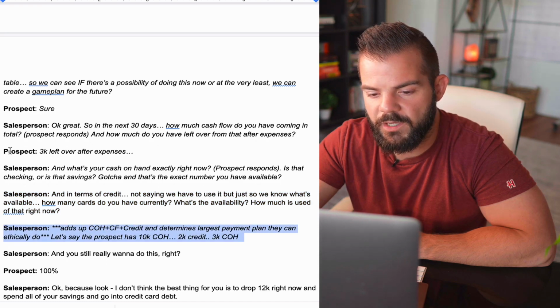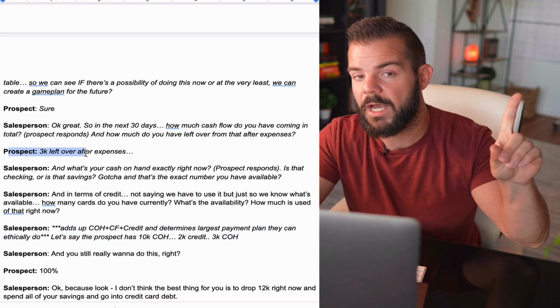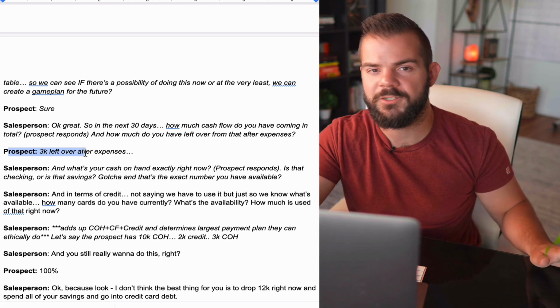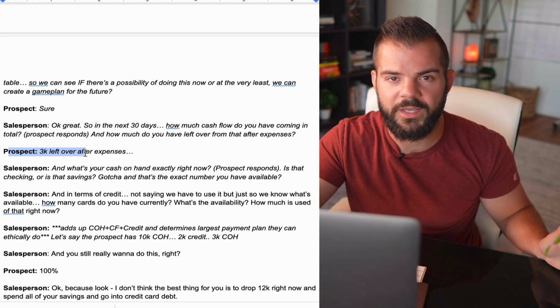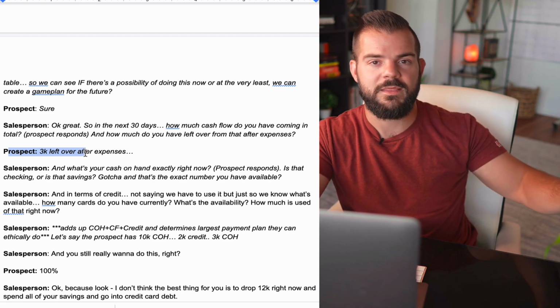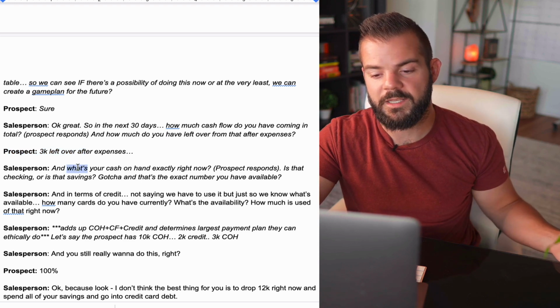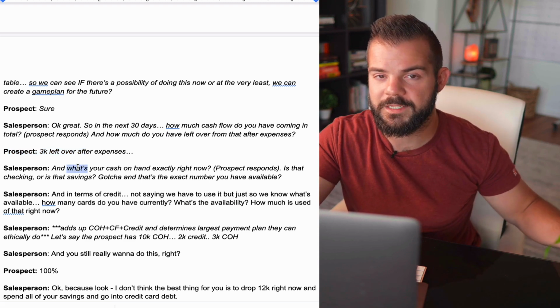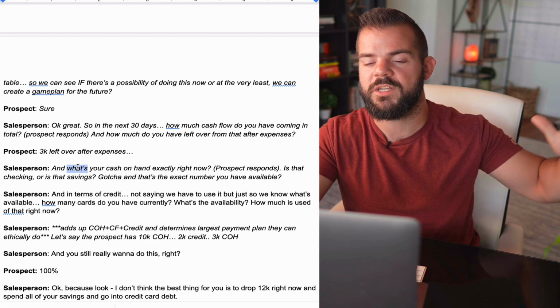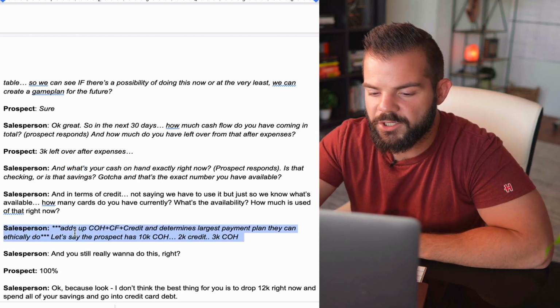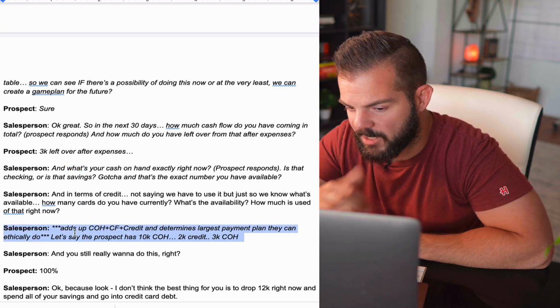One other thing too, if you notice here, I always go for cash flow before cash on hand because cash flow is not very invasive. People will tell you that all day. So I pace and then I lead. And I lead by getting the cash on hand. If you go right for cash on hand, it's kind of like, whoa. So we sort of stair step into that. So we add up cash on hand, credit, cash flow.